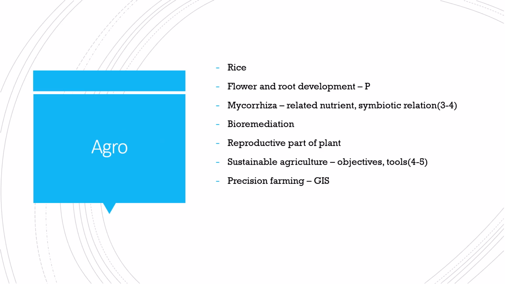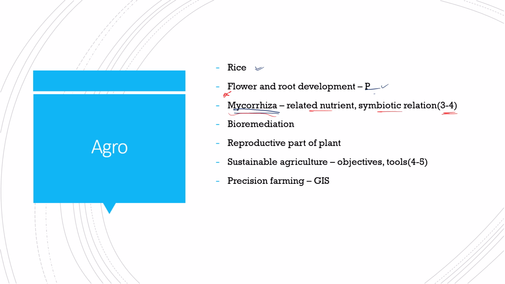Now we'll start with agro. There was one question related to rice. That was a very easy, very basic level question. There was one question from flower and root development and the nutrient related to it. Then there were several questions related to mycorrhiza. This turned out to be very important, about 3 to 4 questions were asked from it, related to the nutrient and the type of relation. These were also very basic questions that most of the students have done right.